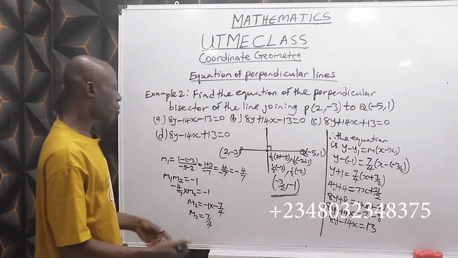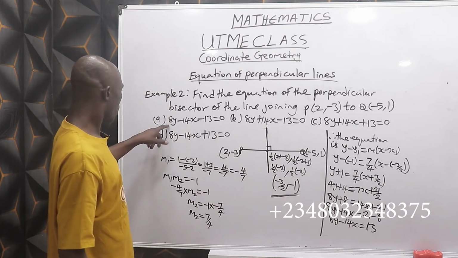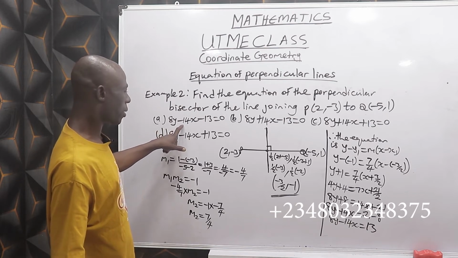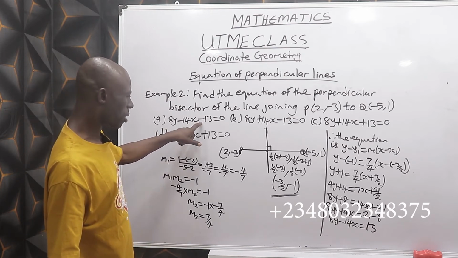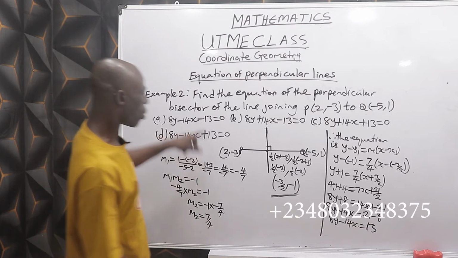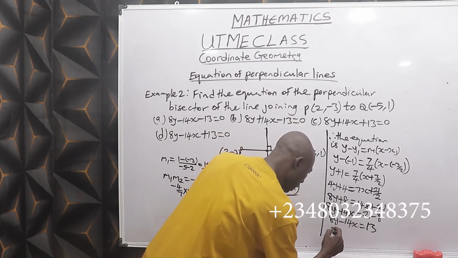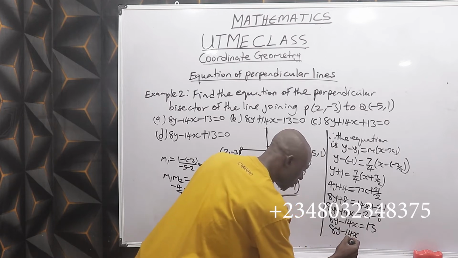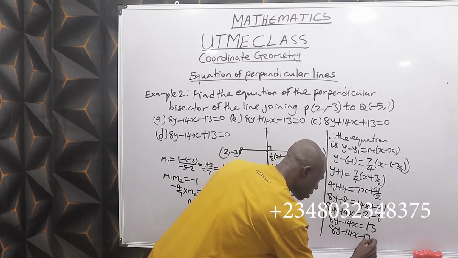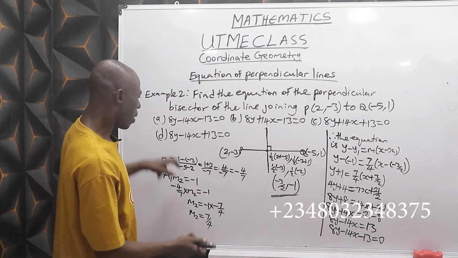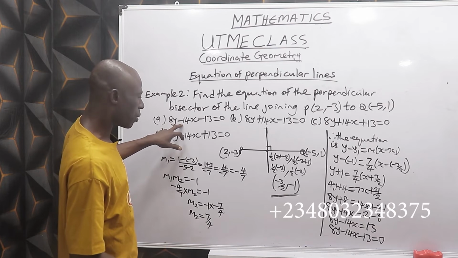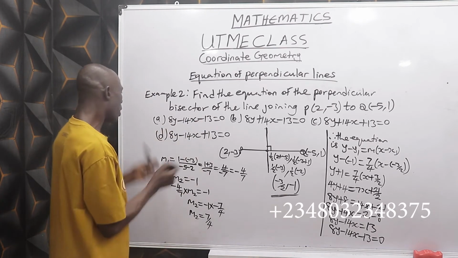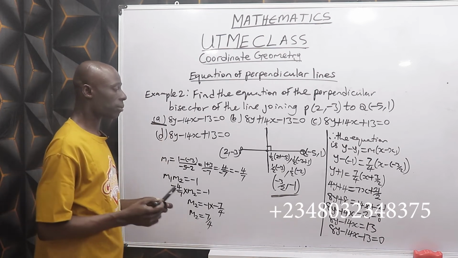Now let's scan through our options. 8y minus 14x minus 13. Yes, option A is our correct answer, because we too can bring this in as 8y minus 14x, bringing the positive 13 in, it becomes minus 13 equals 0. So that is 8y minus 14x minus 13 equals 0. Option A is our correct answer.